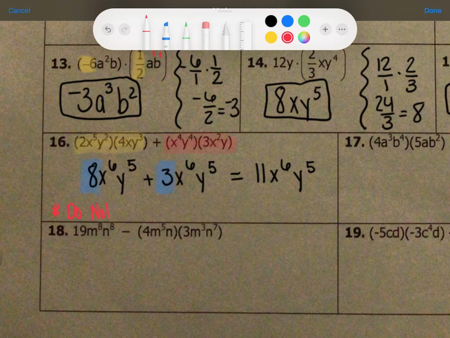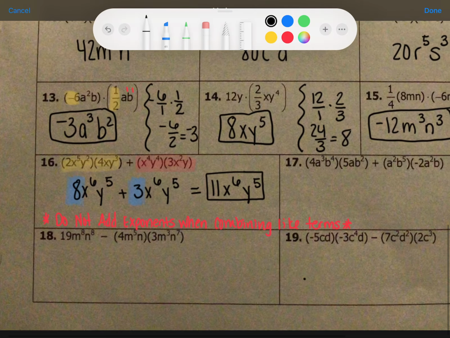Do not add exponents when combining like terms. Super duper important. That looks really bright red on my computer screen. So only add exponents when you're multiplying.